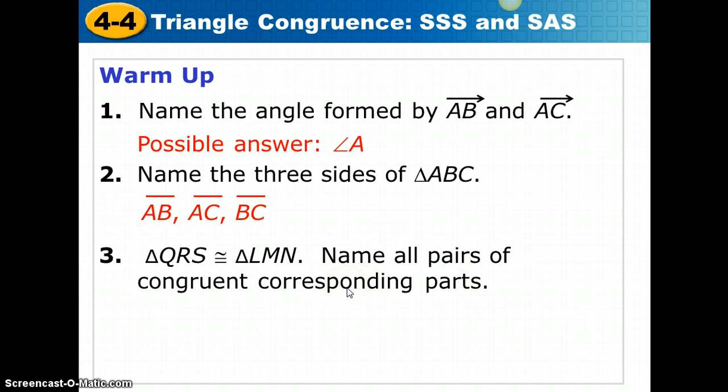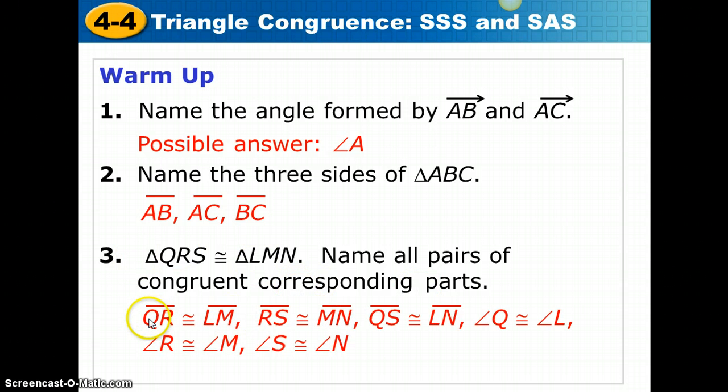And if you would also name all the pairs of congruent corresponding parts of these two triangles. Well, we have sides QR is congruent to LM, RS congruent to MN, and QS congruent to LN. And angles Q and L are congruent, R and M are congruent, and S and N are congruent. All right, I think we're ready to begin.